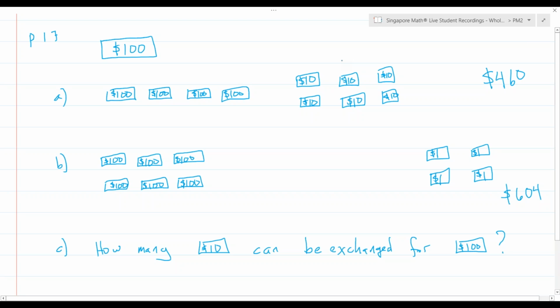The question at the bottom of the page asks, how many $10 bills can we change for a $100 bill? Remember we talked before that 100 is 10 tens. So if you have 10 bills that are each worth $10, that would be the same value as a $100 bill. You could hand somebody $10, then another 10 would be $20, 30, 40, 50, and you could count like that all the way to 100, and you would say that 10 $10 bills could be exchanged for $100.